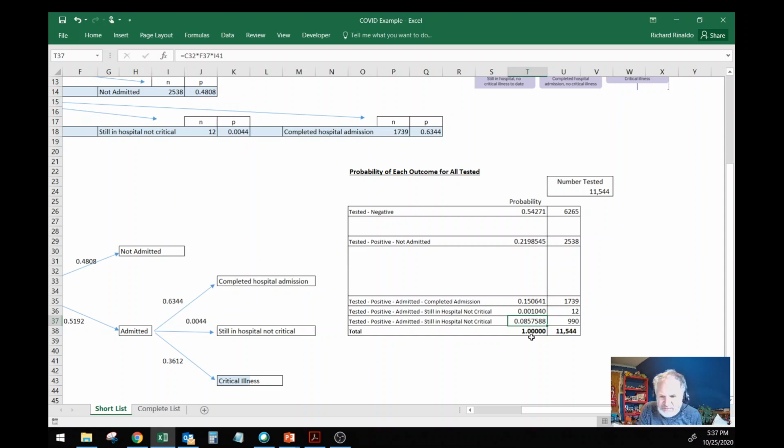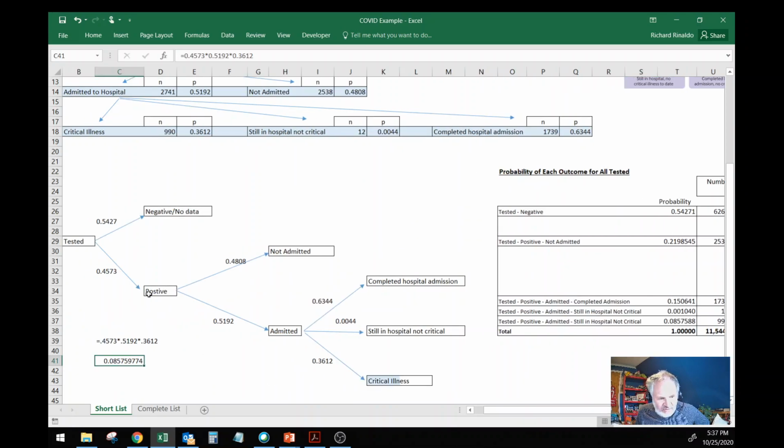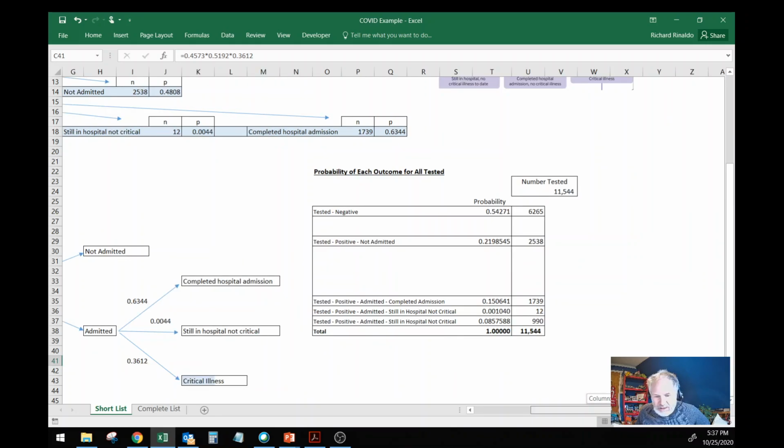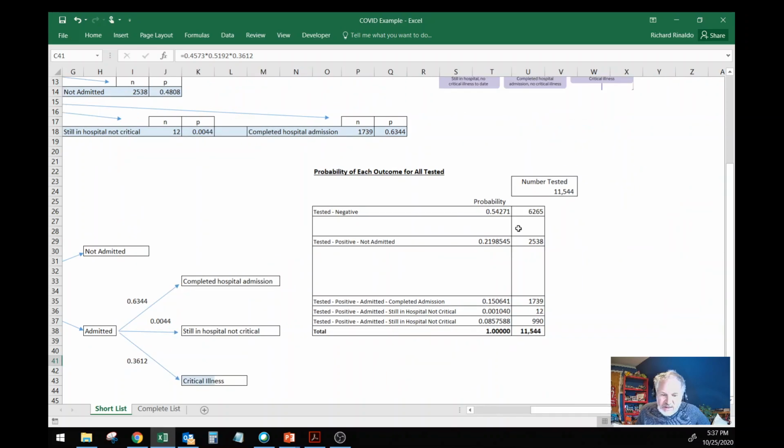And of all those people tested, 8.6% of them ended up in hospital and critical care. And that's where that 0.857 comes from. You multiply the proportions down the decision, in this case, the outcome path. And I can see this is an exhaustive list of all possible outcomes, and each outcome is mutually exclusive from the other.